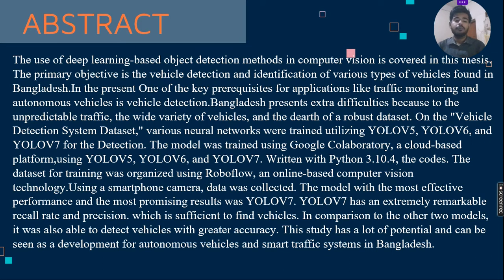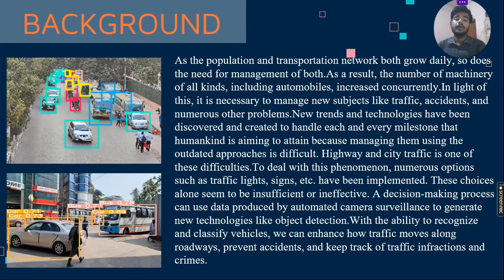The model with the most effective performance and the most promising result was YOLO V7. YOLO V7 has an extremely remarkable recall rate and precision, which is sufficient to find vehicles. In comparison to the other two models, it was also able to detect vehicles with greater accuracy. This study has a lot of potential and can be seen as a development for autonomous vehicles and smart traffic systems in Bangladesh.